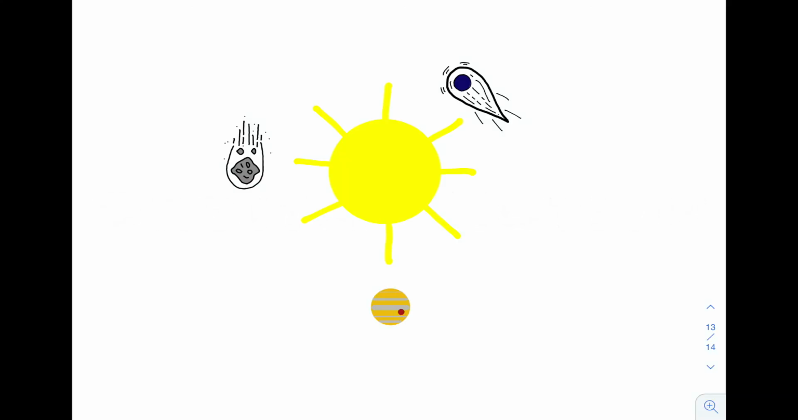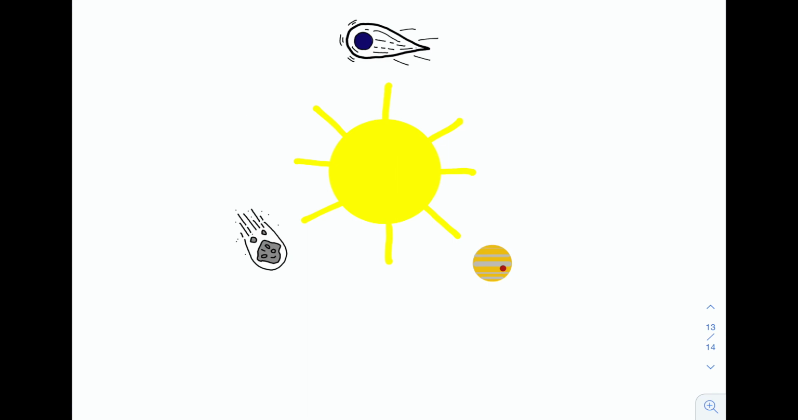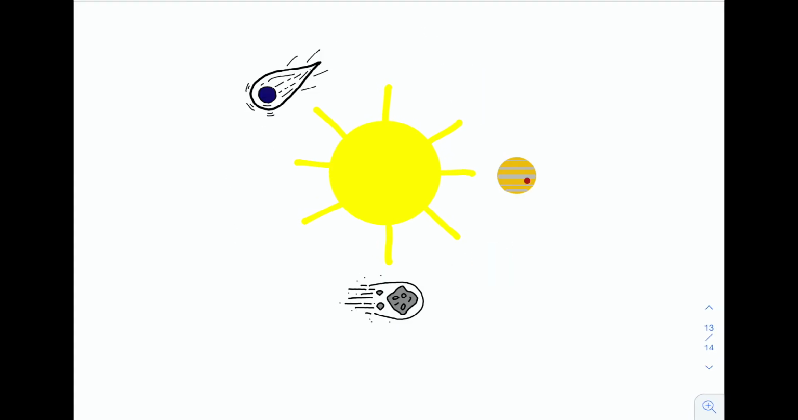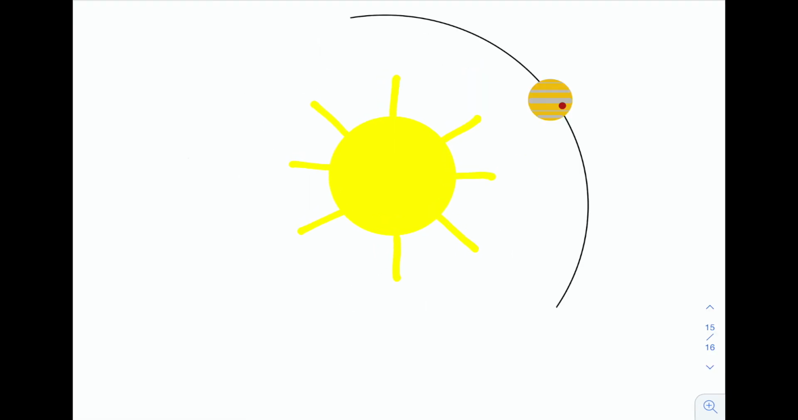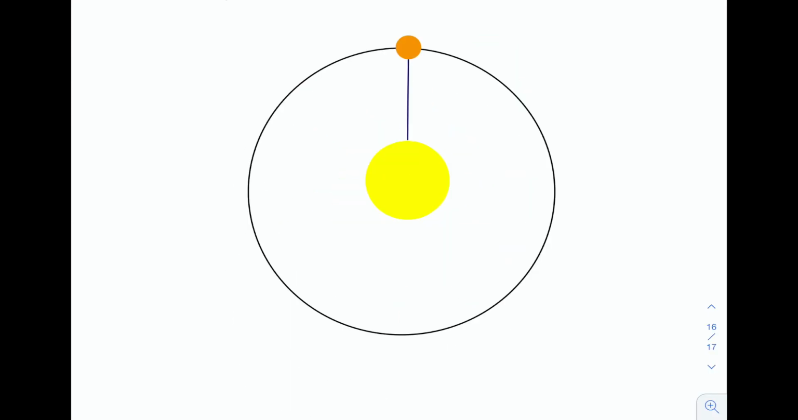Now I will be explaining orbital motion. Earth and many celestial bodies like asteroids, comets, and planets revolve around the Sun in curved paths called orbits. The orbits are usually elliptical or oval in shape. The four main types of orbits are hyperbolic orbits, spiral orbits, elliptical orbits, and circular orbits.